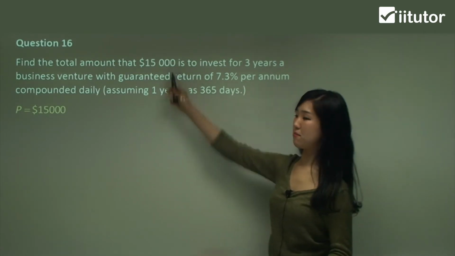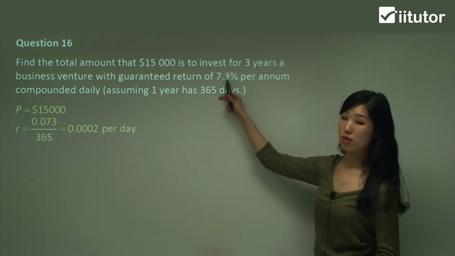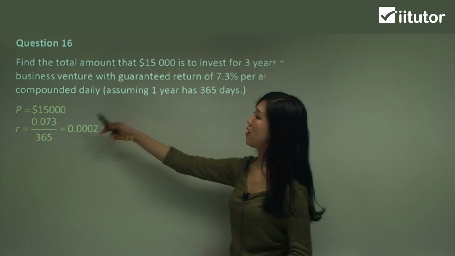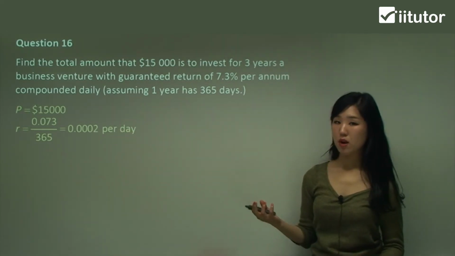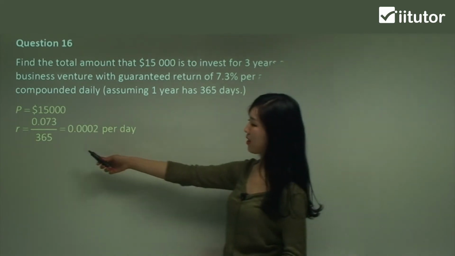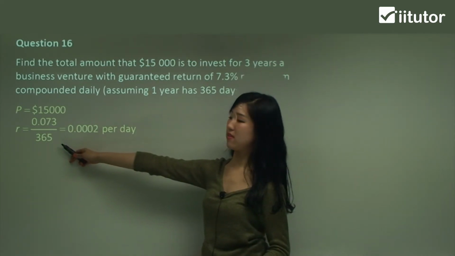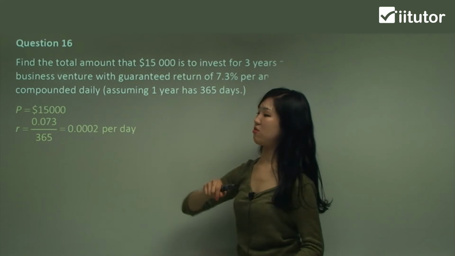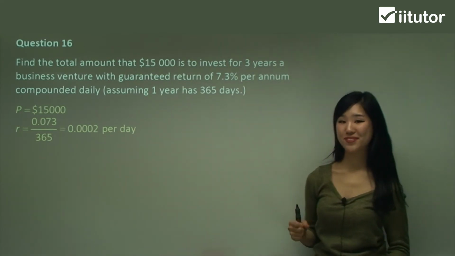Principal, same. Rate, 7.3%, as a decimal. How much is it going to be compounded? It's going to be compounded daily. So to find the daily rate, we simply divide it by how many days in a year, and then you should get this rate. Very, very small per day.